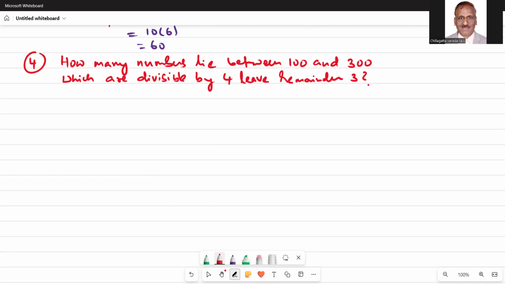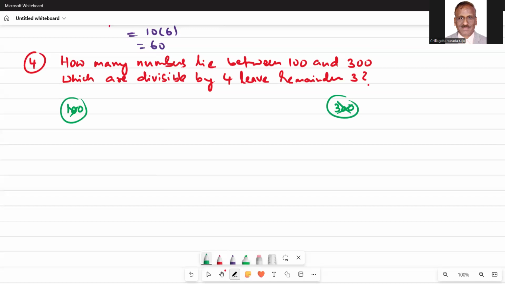Okay. So we want the numbers which lie between 100 and 300. Try to understand the question here. What is the question? The numbers between 100 and 300. That means you should not consider 300 and 100. Between them, you have to consider numbers that are divisible by 4 with the remainder 3 when you divide by 4.